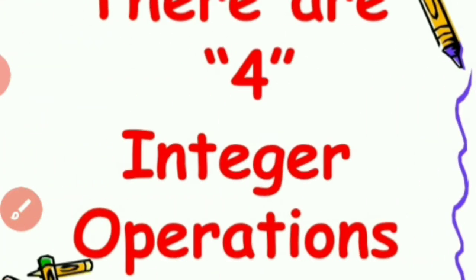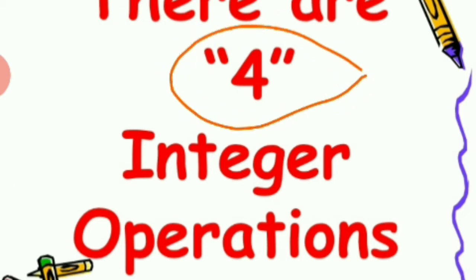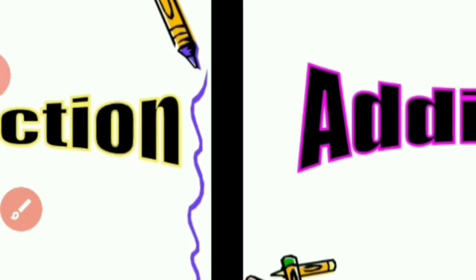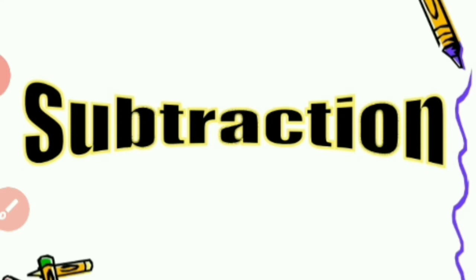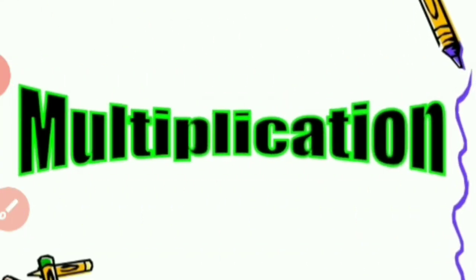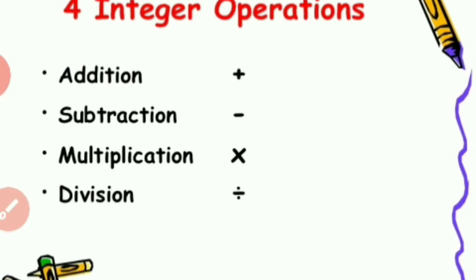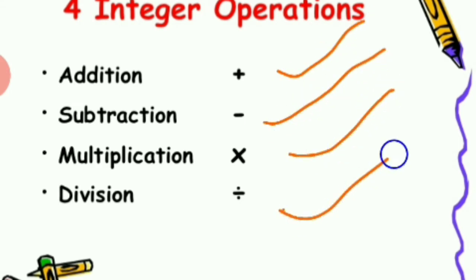Okay, and there are 4 operations in these integers. How many are there? 4 operations. The first one is addition, subtraction, multiplication and division.